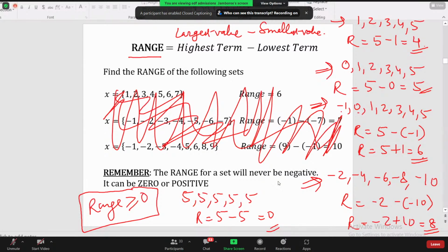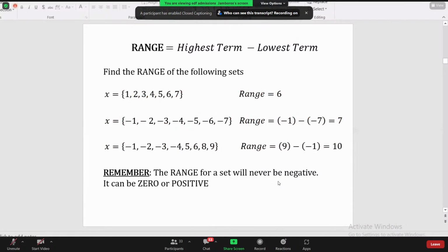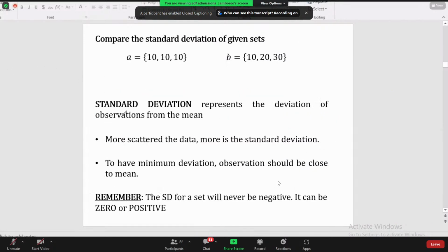Okay, guys, moving on. The next idea is about standard deviation. I would say standard deviation and range are two concepts which go hand in hand because they both are measures of dispersion and relate to the idea of deviation. What does standard deviation represent? First of all, you need to understand that standard deviation as a concept represents the deviation of the terms from the mean value. Basically, the standard deviation of the terms signifies how much the terms are deviated, scattered, or dispersed from the mean value.